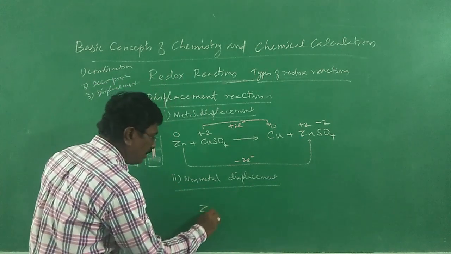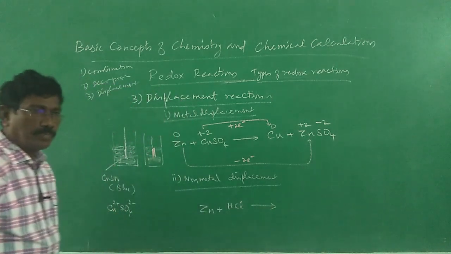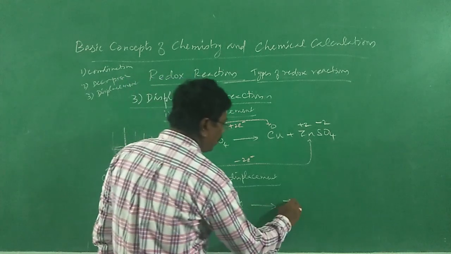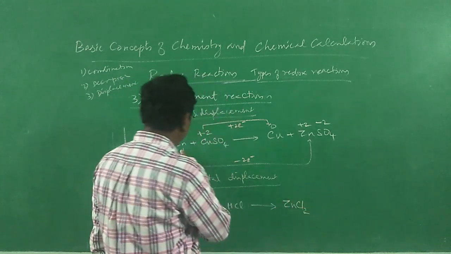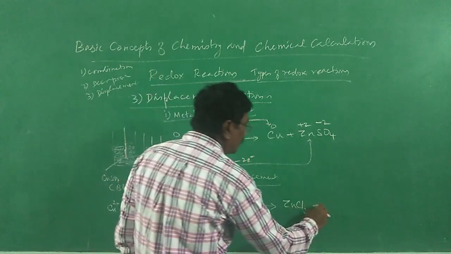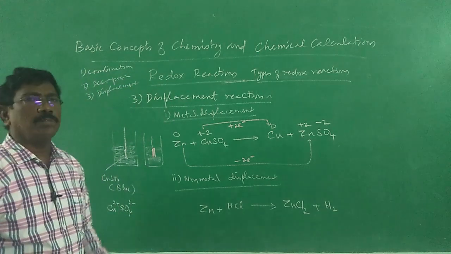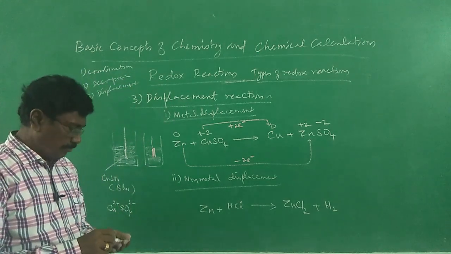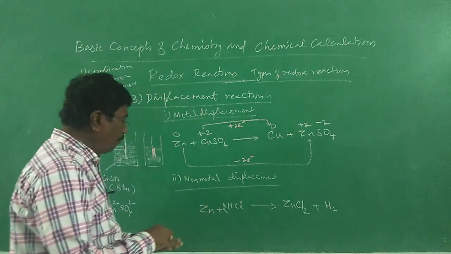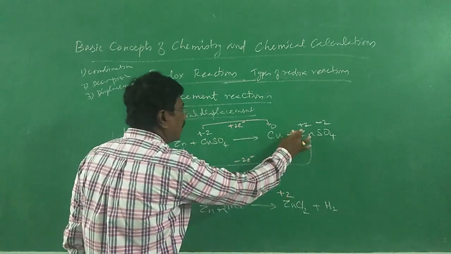when zinc is placed in hydrochloric acid solution, zinc displaces hydrogen. It becomes zinc chloride. Just like here, it becomes zinc sulfate. Now it becomes zinc chloride. Hydrogen is displaced. It is a non-metal. Elemental hydrogen has 2 atoms of hydrogen, therefore H2. So how to balance? 2 hydrogen, therefore 2. That's all. Zinc from 0 oxidation state is oxidized to +2, just like here.